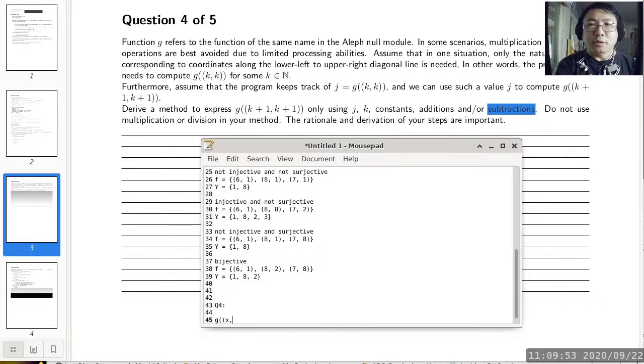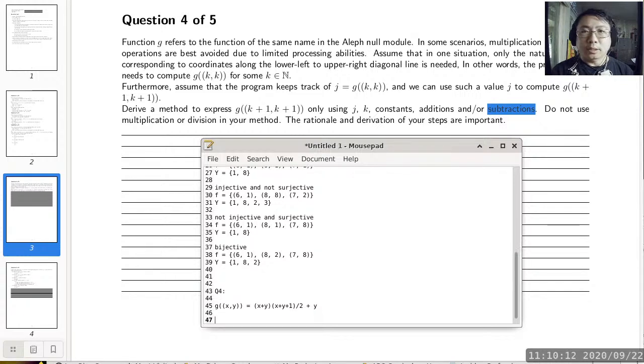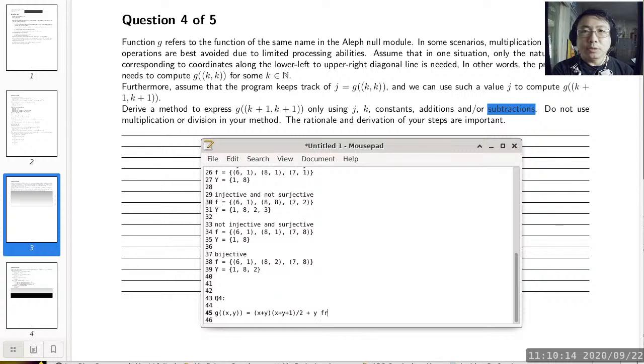So the first thing we need to do is to say, okay, we know what G is. G of x, y, in general. So this time x and y can be different, but in general, G of x, y is defined to be x plus y times x plus y plus 1, the whole thing divided by 2, and then plus y. So we know this as a definition. So you can say from the module.